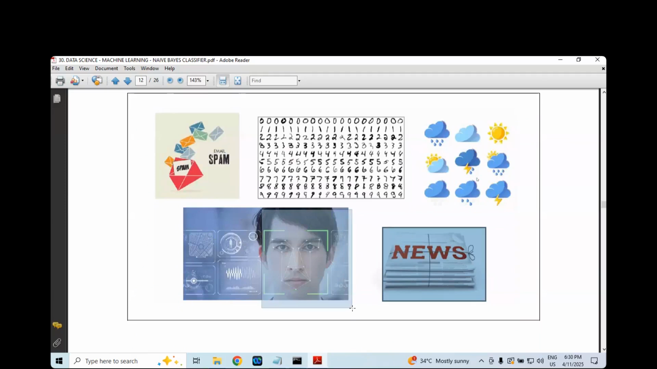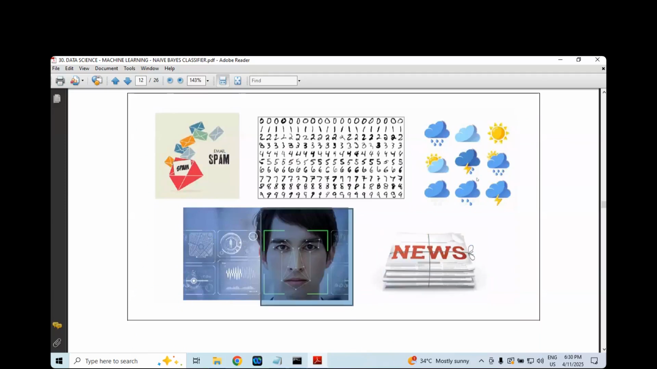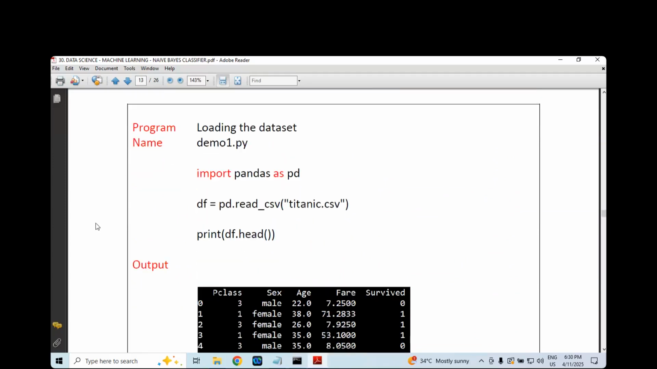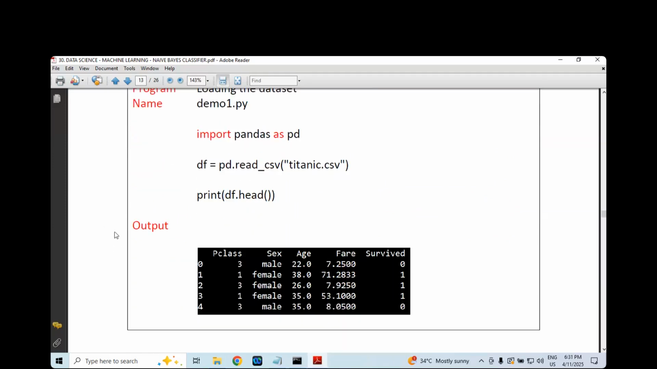Face recognition. Yes, so they can apply. Image recognition, face recognition. Quite interesting. We are going to load a data set which is so-called Titanic.csv. What is a data set? Titanic.csv. Come on, let me just try to work on this.